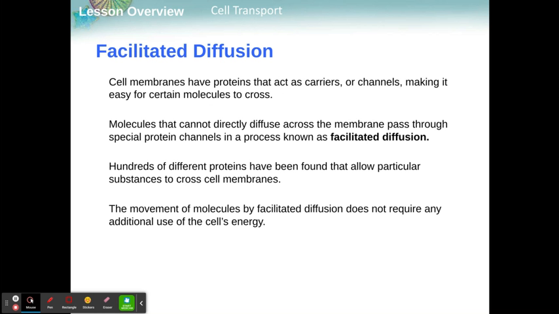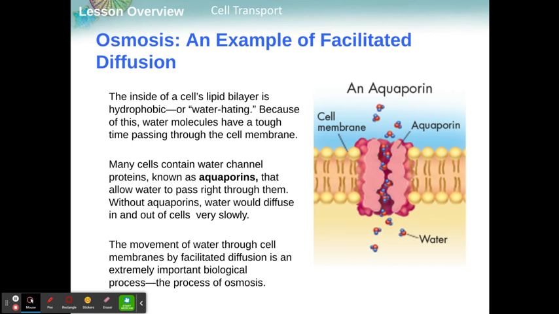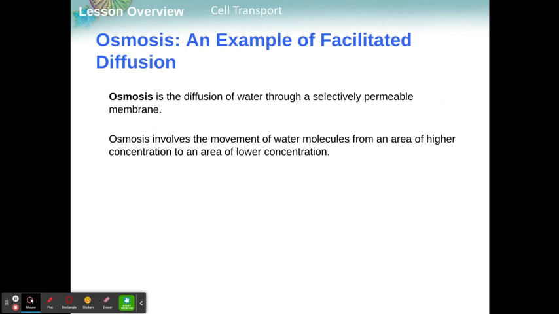Now, sometimes we have substances that don't need to use energy, but for one reason or another, they cannot pass directly through the cell membrane. When this occurs and we move substances through a special protein channel, we call this facilitated diffusion. So again, it does not require any energy. Now, what we see right here is the most common specialized protein called an aquaporin. Now, aquaporin allows water molecules to passively move from one side of the membrane to the other. And this is a process called osmosis.